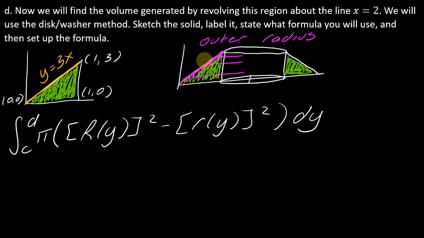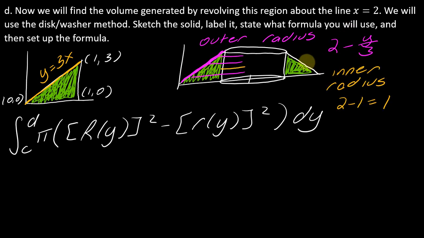Here's where my outer radius is now, right? And remember, we're going from highest values to lowest values. So in this case, the center is higher than where this outer radius is. So for my outer radius, this line here is 2, and this here is y over 3. So there's my outer radius.